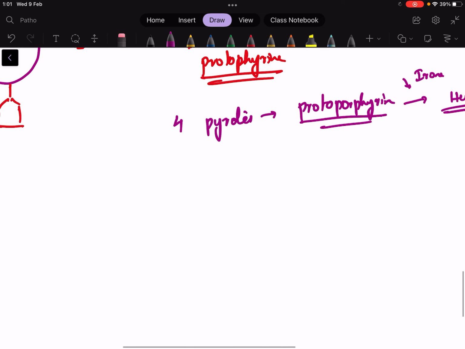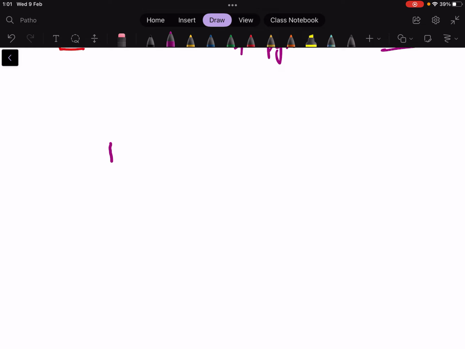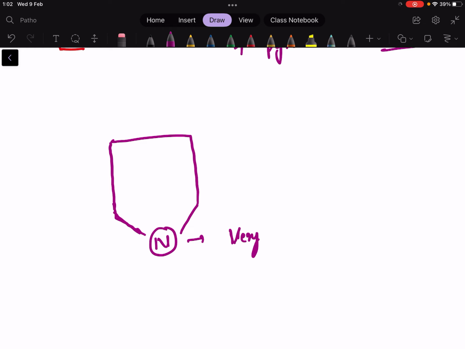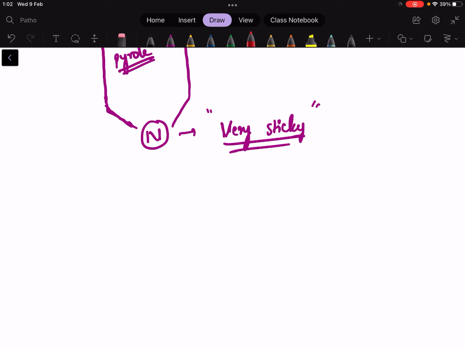So basically the structure of a pyrrole ring is like this. Now as you can see, the pyrrole ring has a nitrogenous base. These nitrogenous bases are very sticky. So this is a pyrrole ring, and this is a nitrogenous base which is very sticky. So obviously these nitrogenous bases can bind to iron, which is seen in humans, and the compound is your heme.